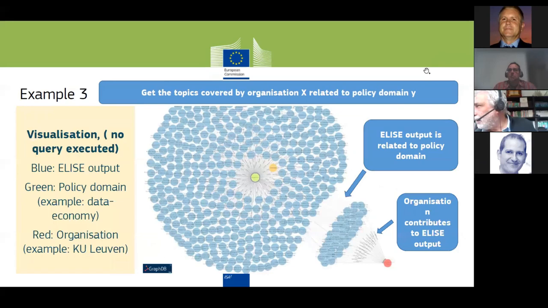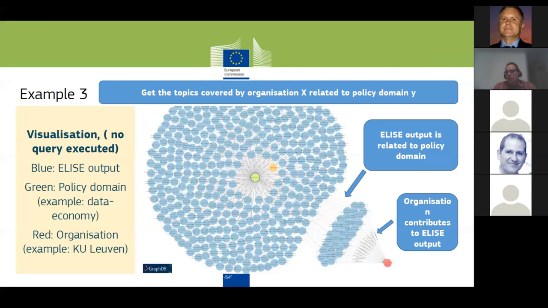This is a way to ask questions to the knowledge graph. For example, you could ask, for organization X, in what outputs did they contribute that are related to policy domain Y? I could run the query, but then you only see the output. But the nice thing of knowledge graphs is that you can visualize it. So what we have here, in the middle, the green dot is a policy domain, data economy. And the blue dots are all the outputs that are tagged to this policy domain.